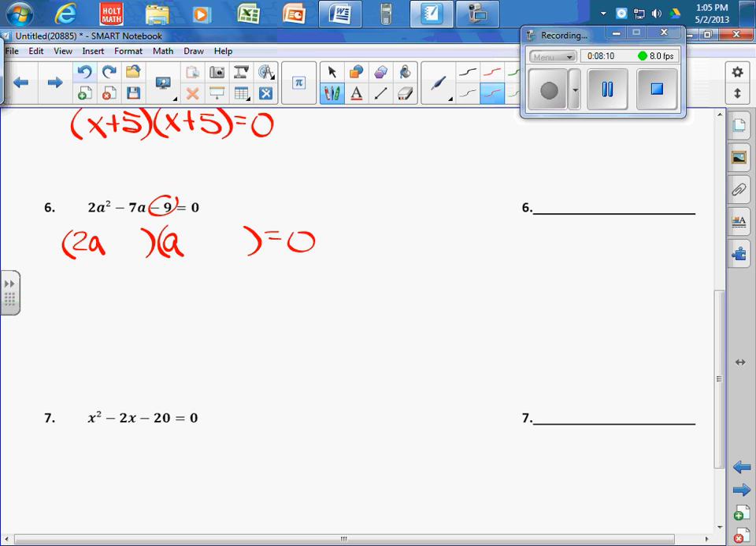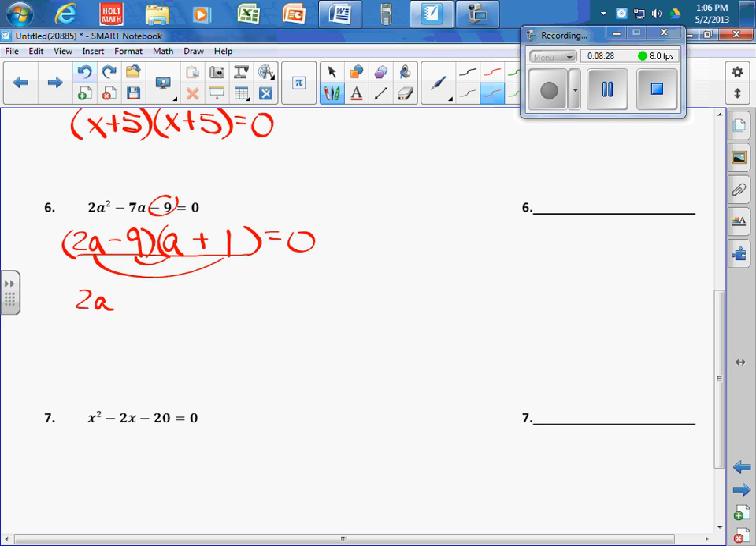Well, I need negative 7a in the middle. Here's how it works. If I put a minus 9 here and a plus 1 here, look at what I get here. Negative 9a. I get positive 2a. There's your negative 7a in the middle, so I have factored this correctly.